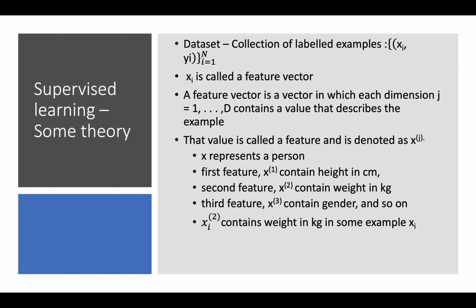And for all examples in this dataset, the feature at position j in the feature vector always contains the same kind of information. It means that if x2 for x2i contains weight in kilogram for some example xi, then xk2 will also contain weight in kilogram in every example xk, k from 1 to n.